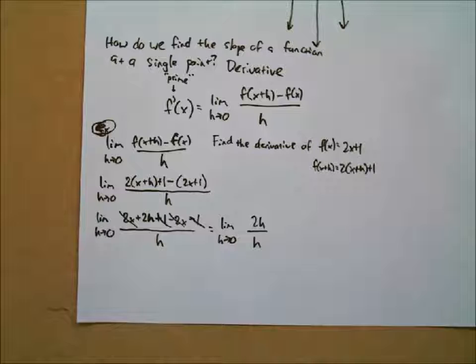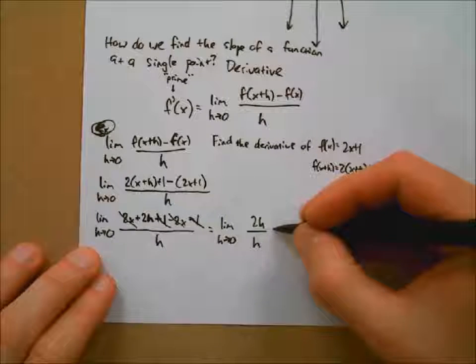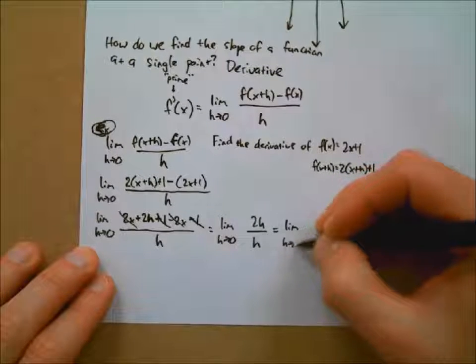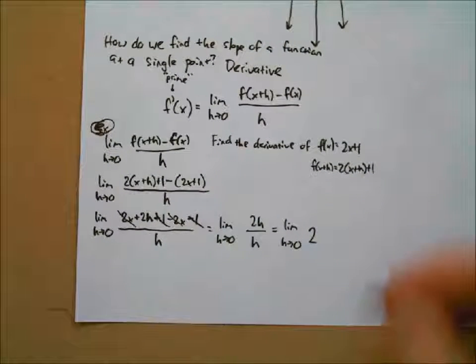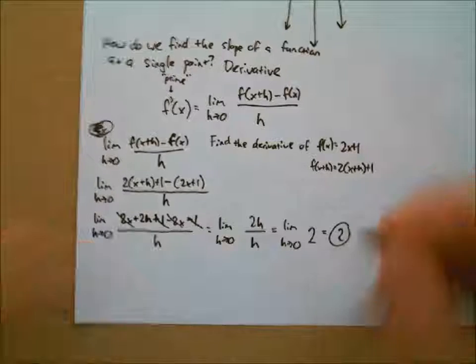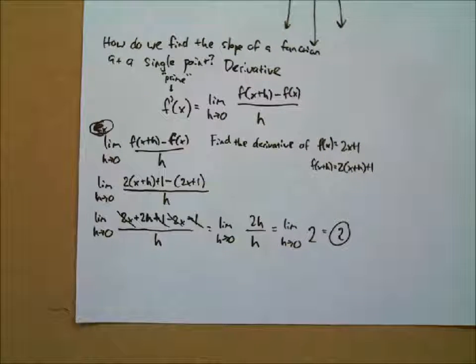If I try and do a direct substitution now, I'll still end up with 0 over 0. But there's still a simplification we can do here. What's 2h divided by h? It's 2. And what is the limit as h approaches 0 of 2? 2.